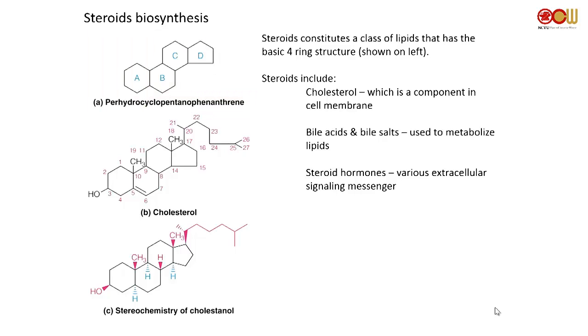Now steroids include many different types of molecules. For example, cholesterol. Cholesterol is a component in your cell membrane. It's actually a very important component of your cell membrane. You have, as we talked about, bile acids and bile salts. If you have modifications on carbons here, that will generate acid groups. That makes it bile acids, and we talked about bile acids for degrading TAG.